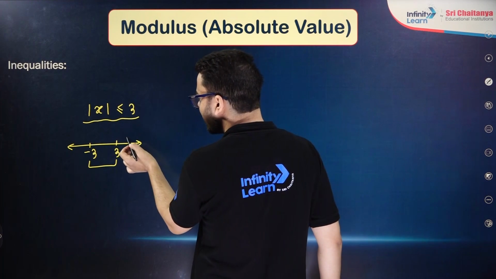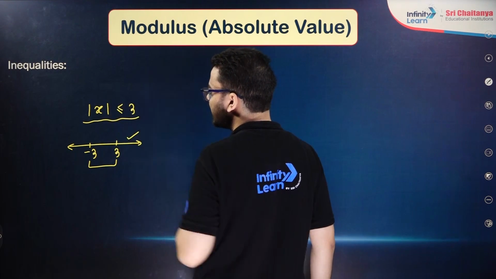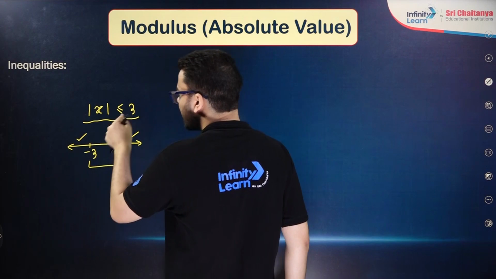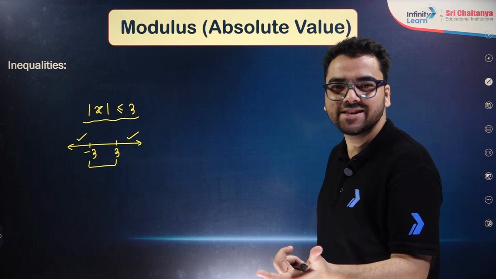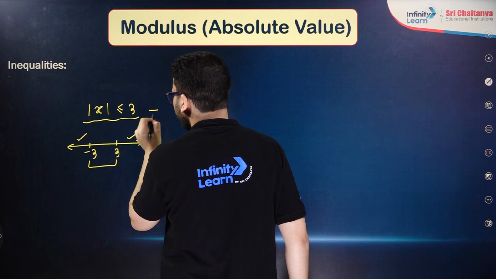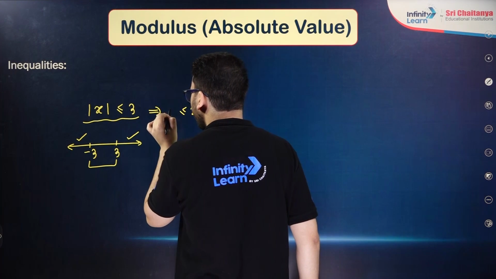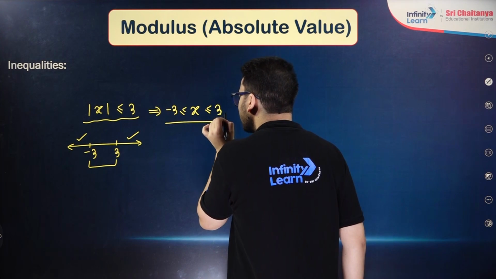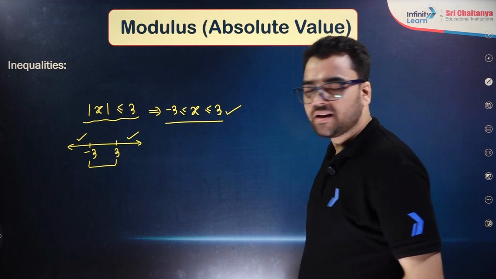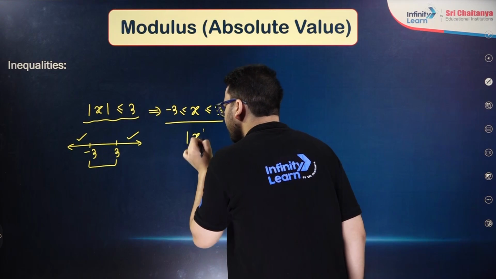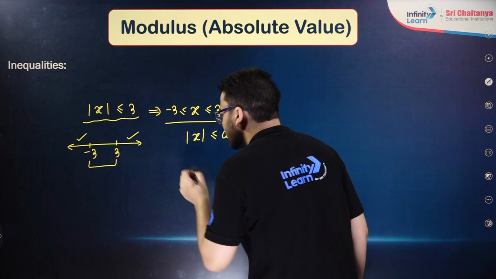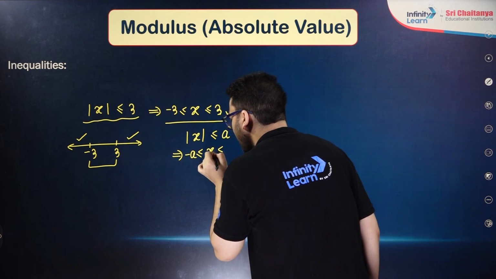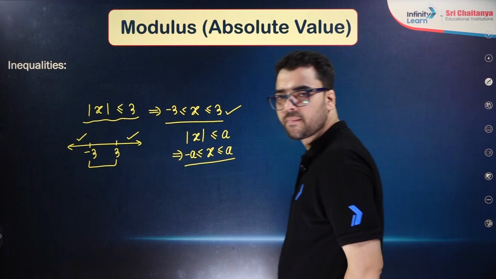Because if x is greater than 3, its modulus will not be less than 3. If it is less than -3, suppose -4, its modulus will not be less than 3 in that case as well. So if that is the situation, can I not say that x is greater than or equal to -3 and less than or equal to 3? So this is the modulus inequality which you have to understand. It means that if modulus of x is less than or equal to a, where a is a positive number, then x is greater than or equal to -a and less than or equal to a. This is the first thing, right?